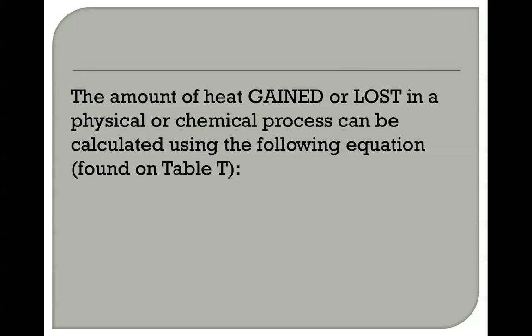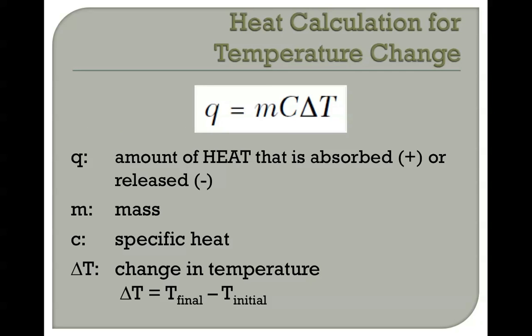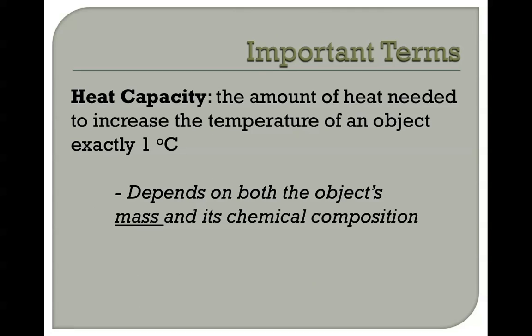So the amount of heat gained or lost in a physical or chemical process can be calculated using the following equation, which is on the back of your reference table. So Q = mcΔT. Q being the amount of heat that's absorbed or released, which is shown by a positive or negative value. M is mass, C is a specific heat value, and then ΔT is a change in temperature. I would definitely make sure you write this part down, that the change in temperature is your final temperature minus your initial temperature.